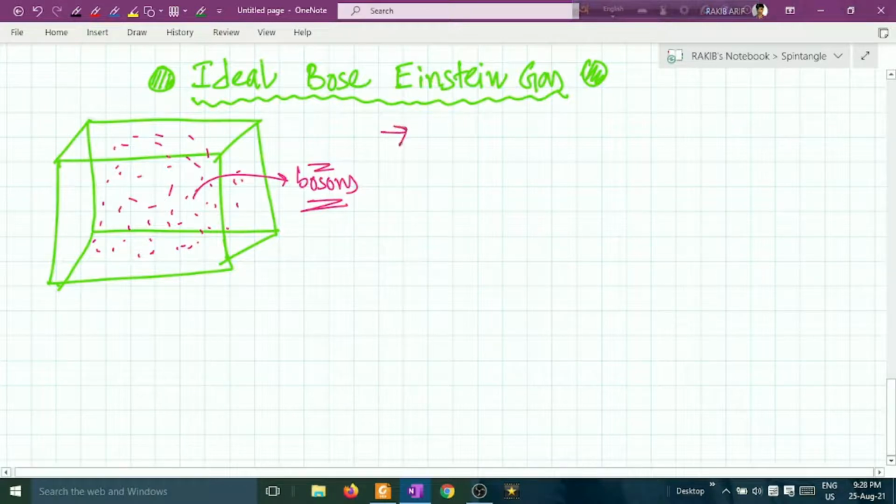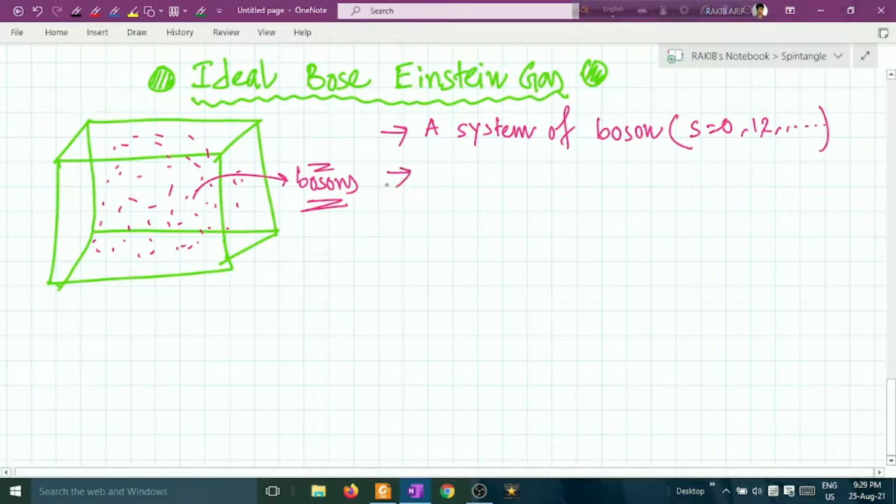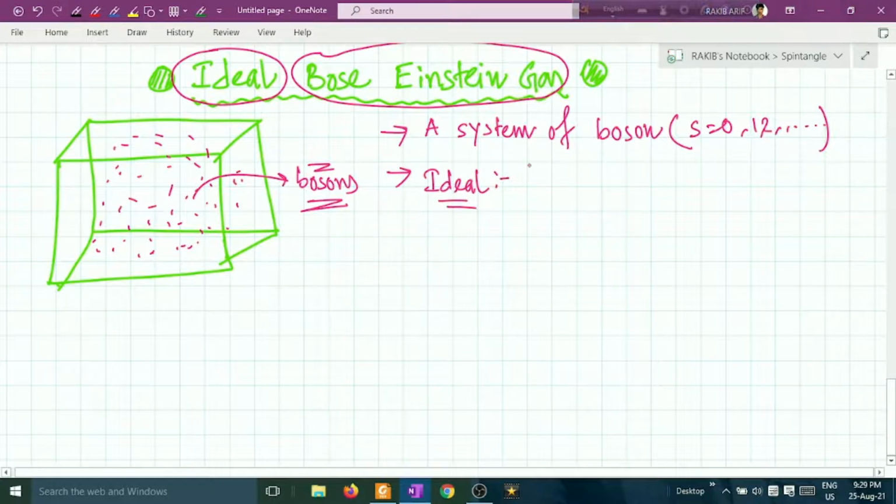So what we can write about this system is a system of bosons. What are bosons? Bosons are particles having spin 0, 1, 2, 3, or integral spin. Bose-Einstein gas means boson gas, or photon gas, whatever it is. And what does ideal mean? Do you know what an ideal gas means? Ideal means one particle does not interact with any other particle.